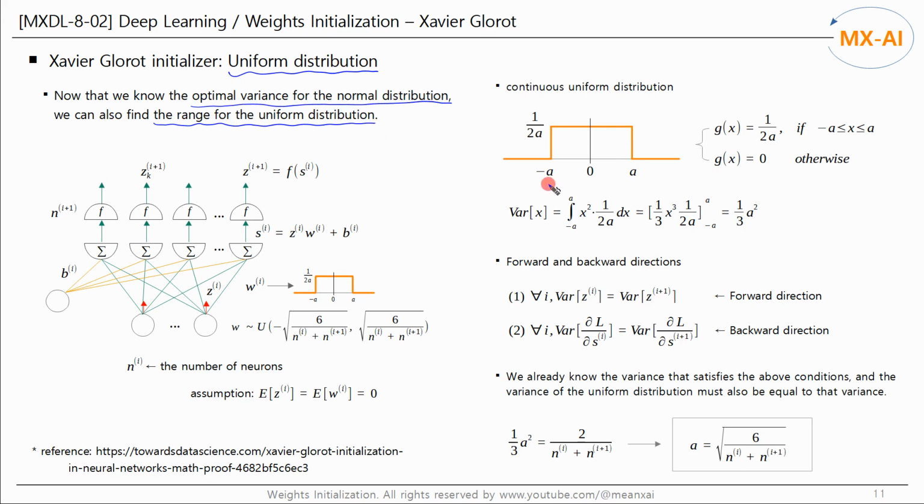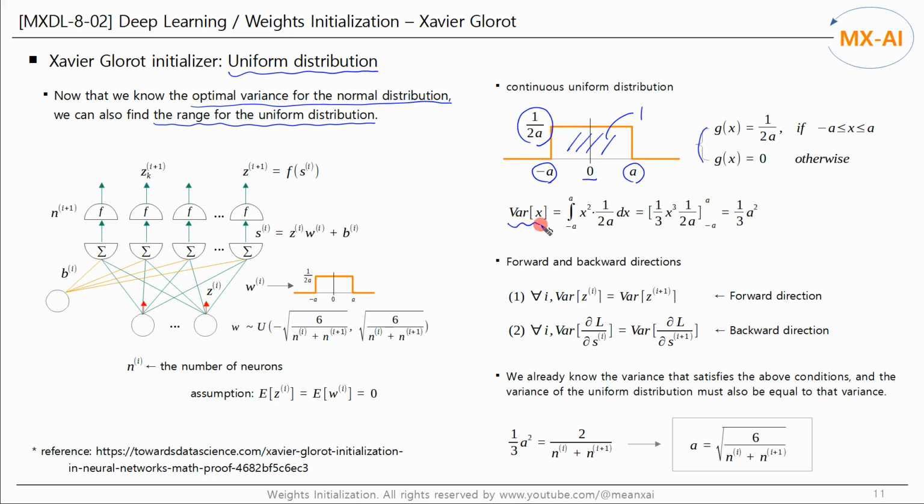There is a uniform distribution with a range from -a to +a. The average of this is 0. For this to be a probability distribution, this area must be 1. Then the height will be 1 over 2a. The probability density function of this distribution can be written as follows.